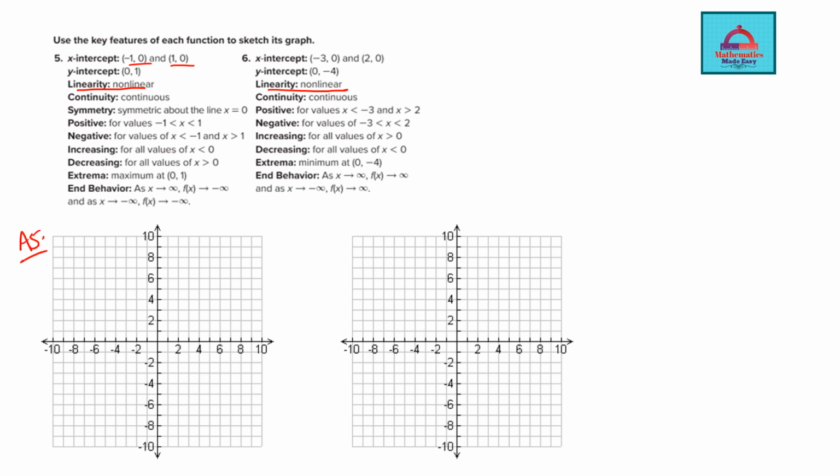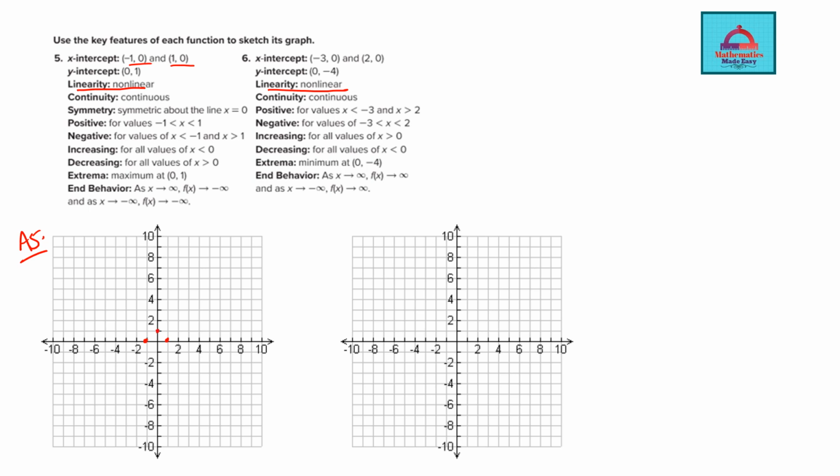So we will mark both the points on the x-axis, (-1, 0). So it will be here, and (1, 0). So it will be this point. Now on the y-axis the point is (0, 1). So I'm going to plot that point also on the y-axis. So now we have all the 3 points.